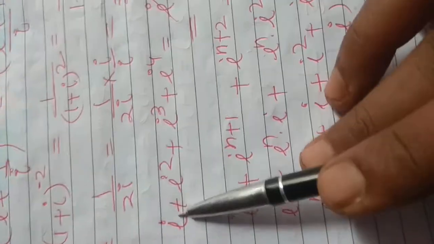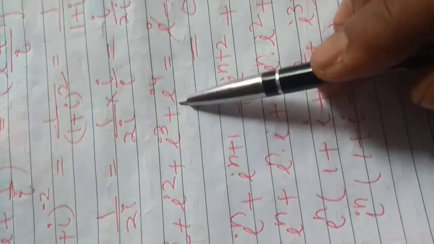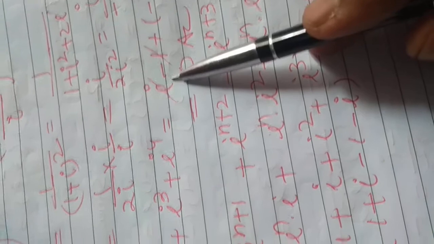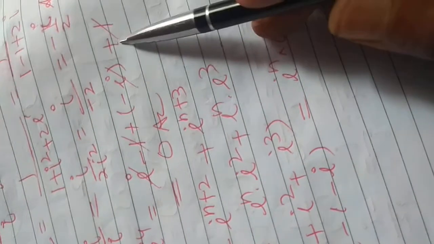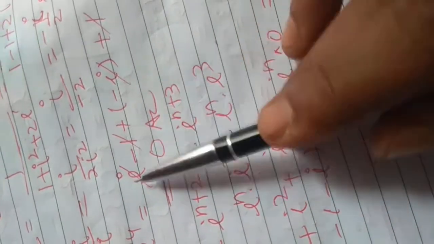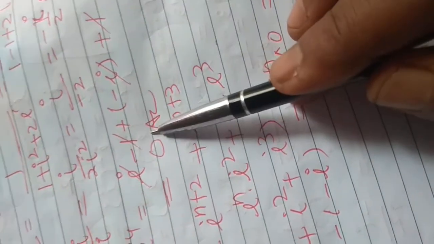Next example, iota plus iota square plus iota cube plus iota 4 equals to, I square is minus 1, I cube is minus I, and iota 4 is plus 1. All these terms are cancelled. Minus I plus I, minus 1 plus 1, answer is 0.